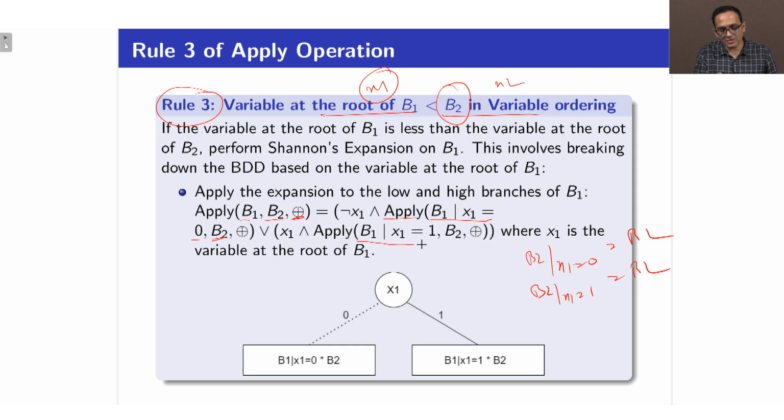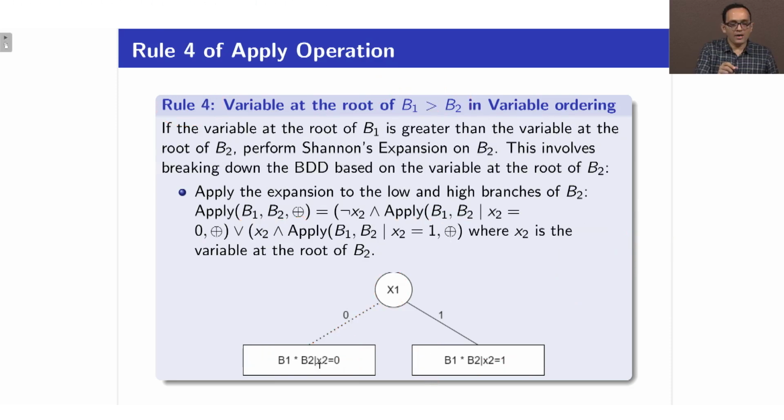B1 restricted to x1 equal to 0 and B2 restricted to x1 equal to 0. The same formula as previous, but I am not restricting B2 to x1 equal to 0 or 1. If you visualize it in BDD form, I will create a root node with x1, and if it is 0, I will apply the rule with B1 restricted to x1 equal to 0, B2 and the operator, or I will apply B1 restricted to x1 equal to 1, B2 and the operator. So, I will get a much simpler formula here, and I will keep applying the same thing until I get the root node.